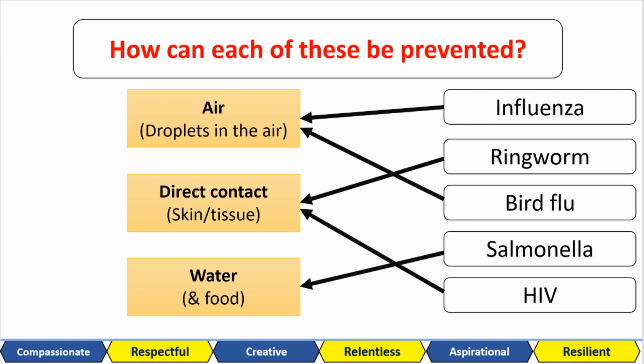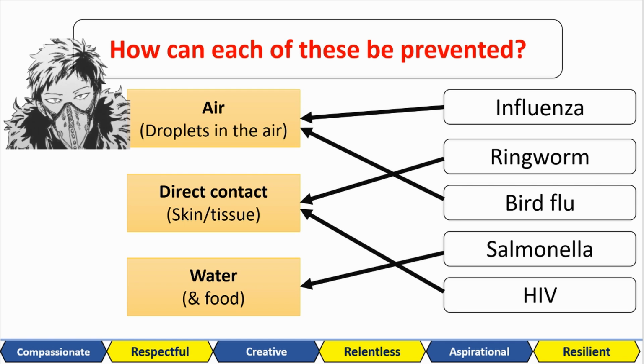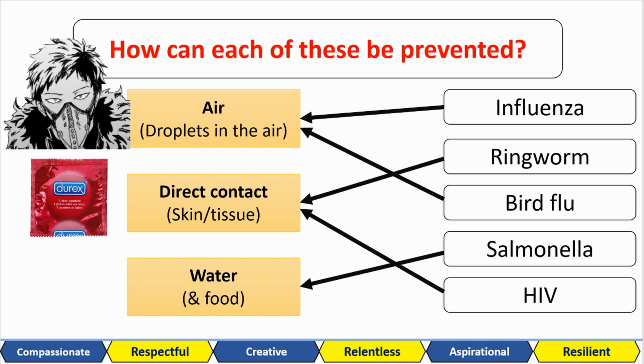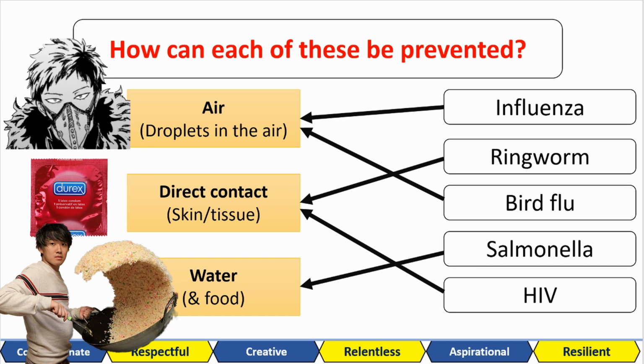Air droplets can be prevented using face masks, and I'm sure we're all familiar with that. Direct contact by barrier methods like gloves and condoms. Water and food can be properly filtered or cooked thoroughly.